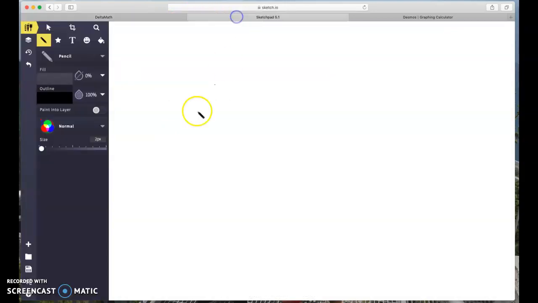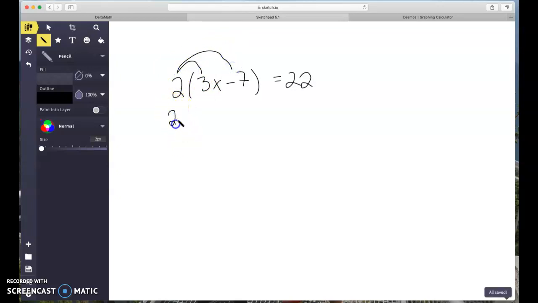2 times 3x minus 7 equals 22. So while I could do this, let's double check it. Yep. While I could do this by just dividing both sides of my equal sign by 2, I'm going to do this one by actually doing the distribution, right? So 2 times 3x minus 2 times 7 equals 22.